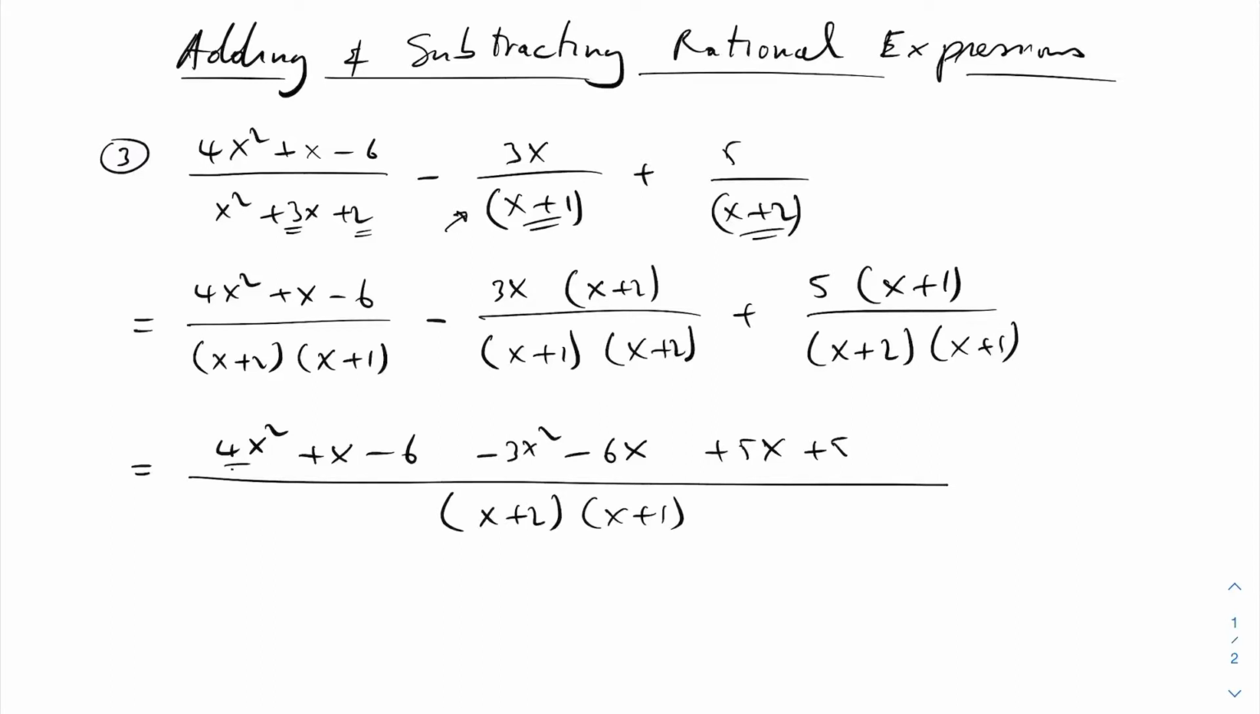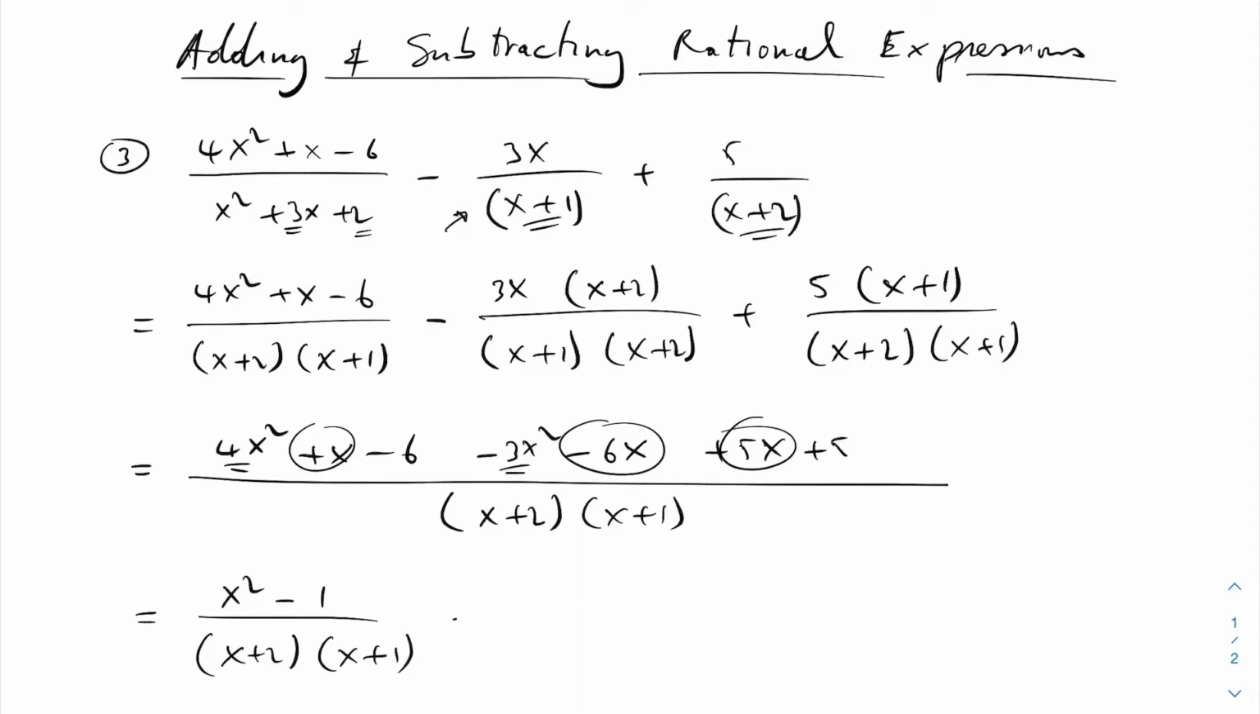And so as you can see here, 4x² and -3x² is going to give us x². Then x - 6x + 5x is going to give us 0. And then -6 + 5 is going to give us -1. And so that's going to be divided by (x + 2)(x + 1). And so since that's done, our last step here is to simplify it through.